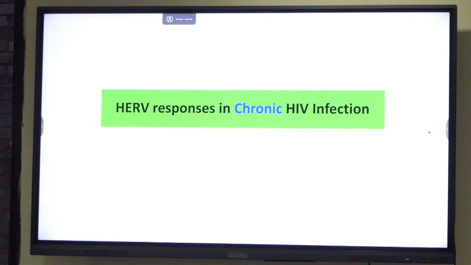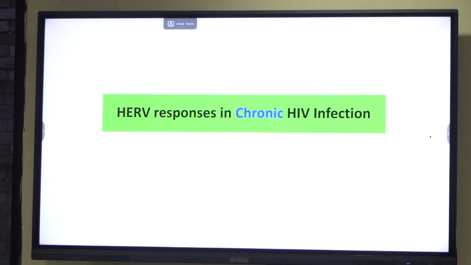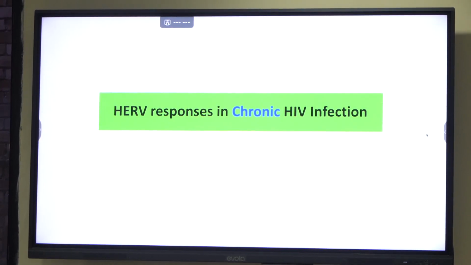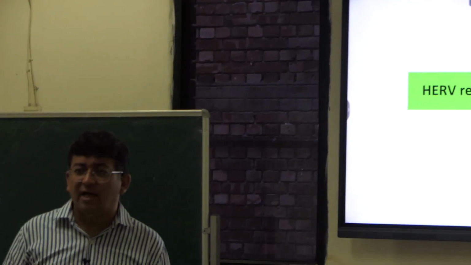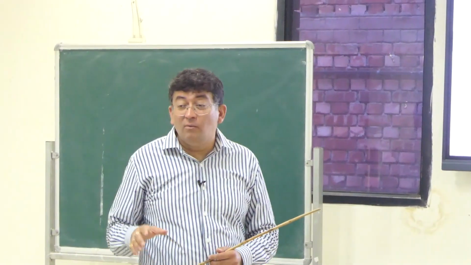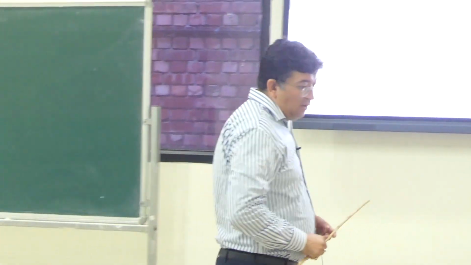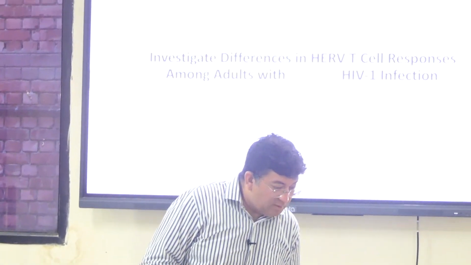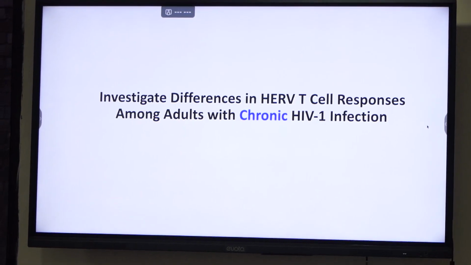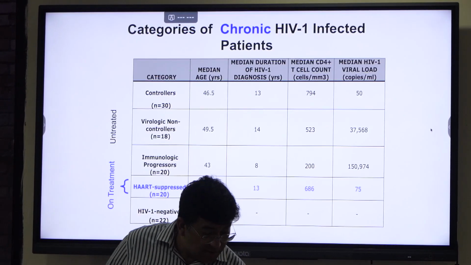Now, chronic HIV infection is a very, very important one, because most of the HIV-infected individuals that you see in India, approximately 2 million or 2.5 million people, are living with HIV. Since they are living with HIV, they are referred to as chronically HIV-infected patients. What is happening in them? To investigate differences in HERV T-cell responses among adults with chronic HIV-1 infection, this study was conducted.